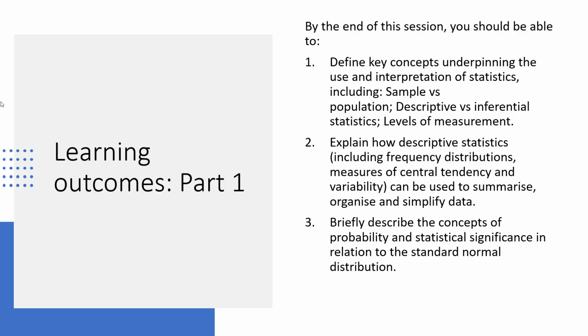So by the end of part one, what you should be able to do is define key concepts, including the sample and population, descriptive versus inferential statistics, and levels, also known as scale, of measurement. Also by the end of the session, you should be able to explain how descriptive statistics can be used to summarise, organise and simplify data. And you should be able to briefly describe the concepts of probability and statistical significance in relation to the standard normal distribution.